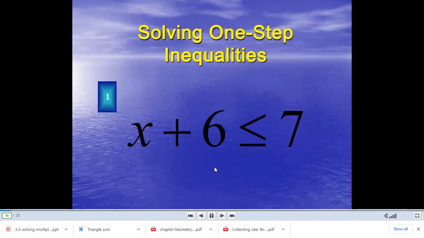Are you ready to answer this question? x plus 6 is less than or equal to negative 7. How can we solve this inequality, grade 7?